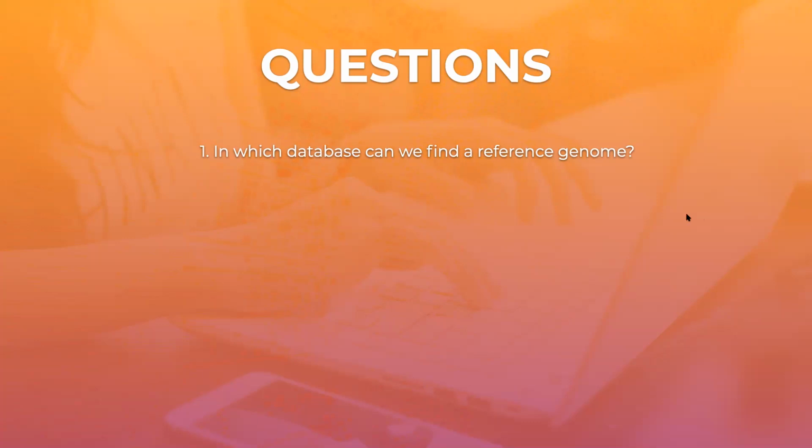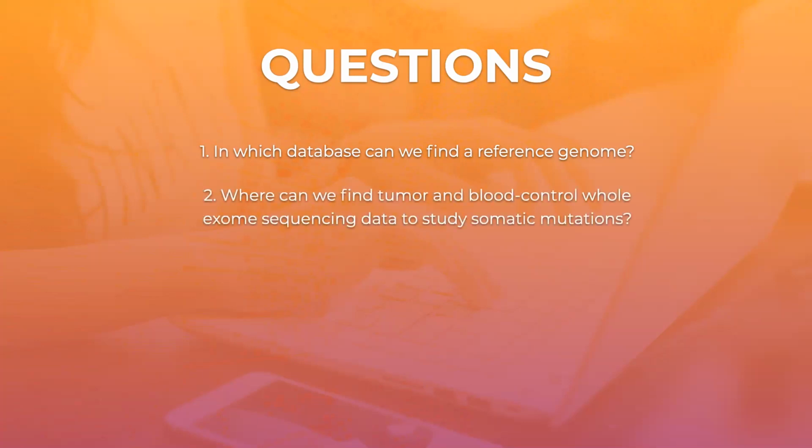Let me get to that in a second. So where can we find tumor and blood control whole exome sequencing data to study somatic mutations? All right, great. So TCGA, again, what format would that be in? What format do you think we can download from there?